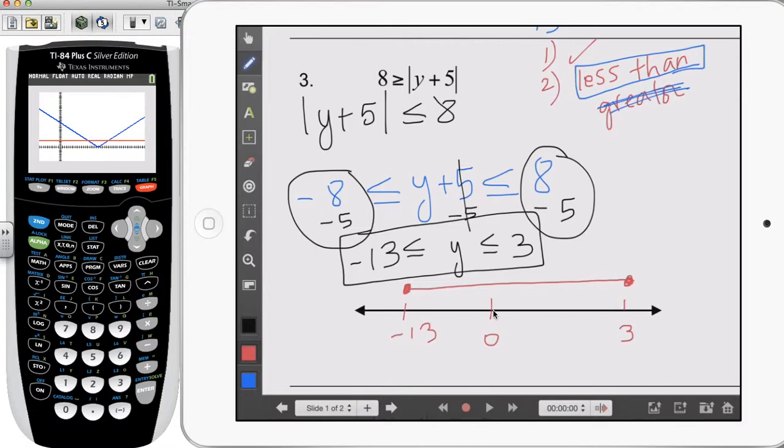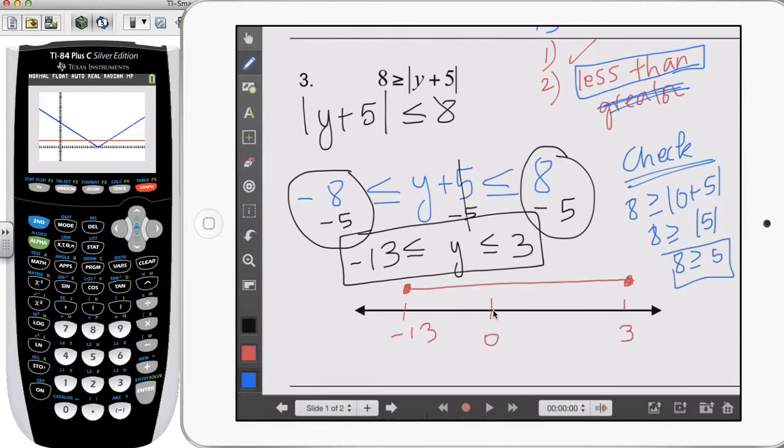So let's try. We're going to check 0. Always check to be more positive that your answer is right. So I'm going to check 0. I'm going to plug it in for y. 0 plus 5 is a 5. Absolute value of 5 is just 5. So is 8 greater than or equal to 5? Yes, so my answer is correct. So this is how you do a less than relation.